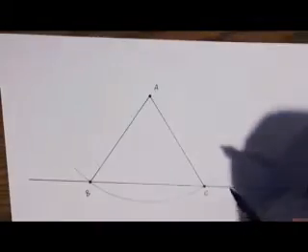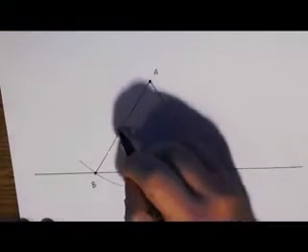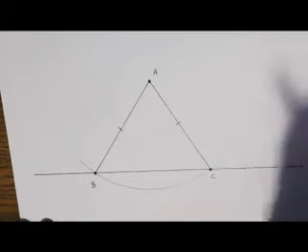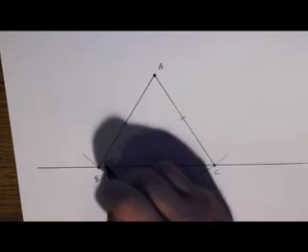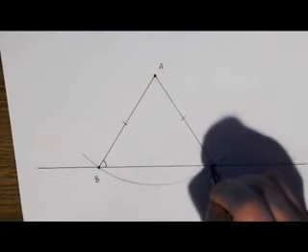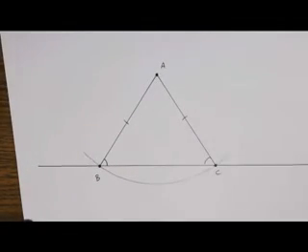So what are the important properties of this? These two lengths, being radii of the same circle, are equal. By our isosceles theorems, that means that these two angles are also automatically congruent.